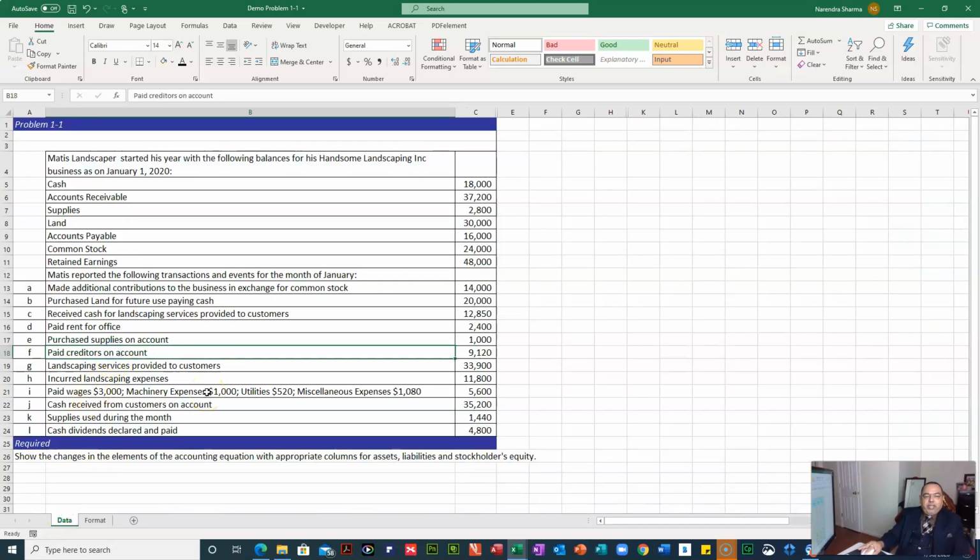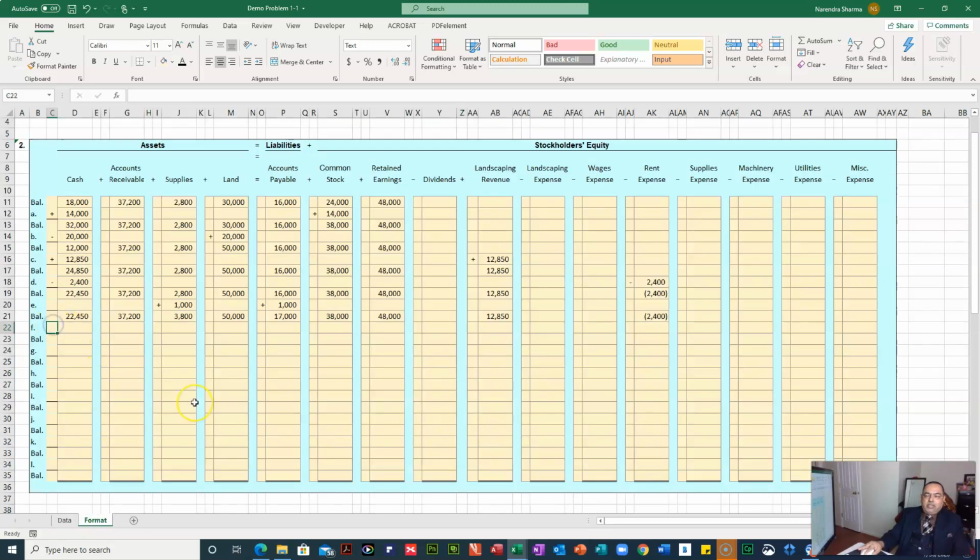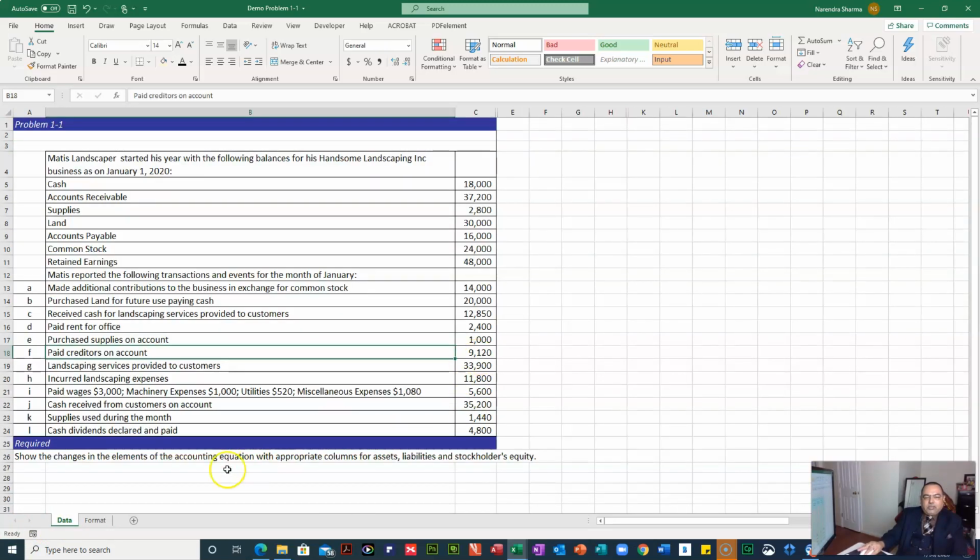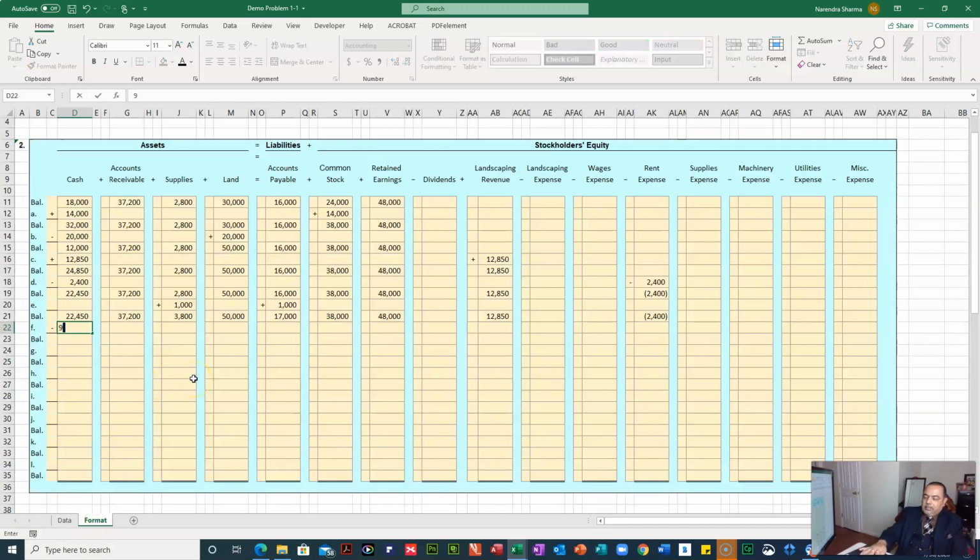Next transaction is paid creditors. Paid means cash, creditors means accounts payable. So both will come down. So that will be minus, how much was the amount? 9,120. So minus 9,120, and accounts payable will also be minus 9,120. Remember to write in the amount column.